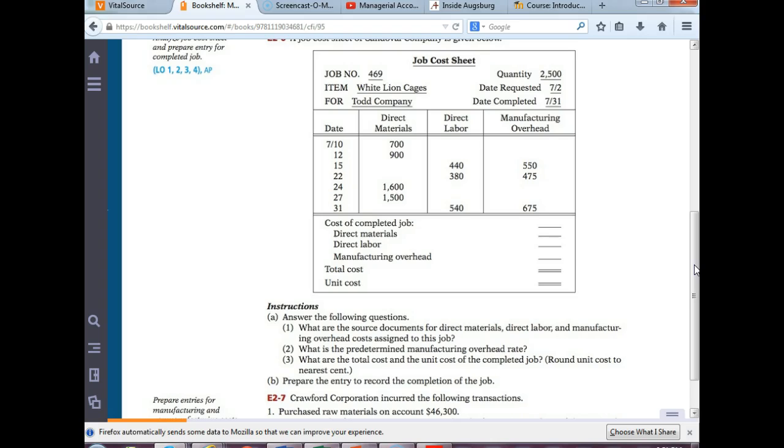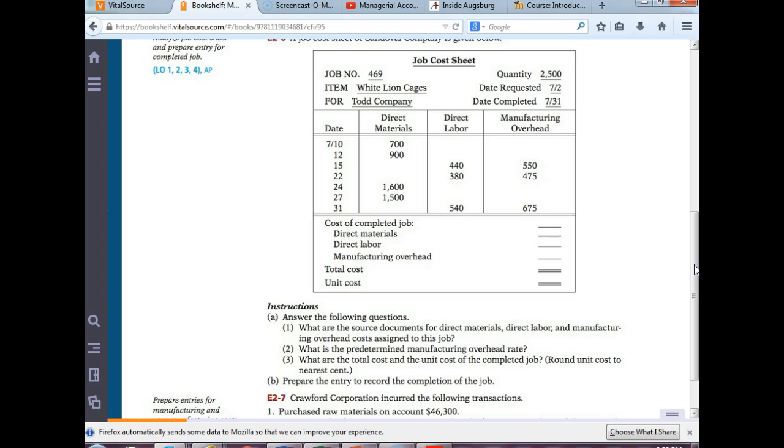475 divided by 380 gives us 1.25. 675 divided by 340 gives us 1.25. Do you see how they have applied the predetermined overhead rate at 125% of direct labor costs? You see that?